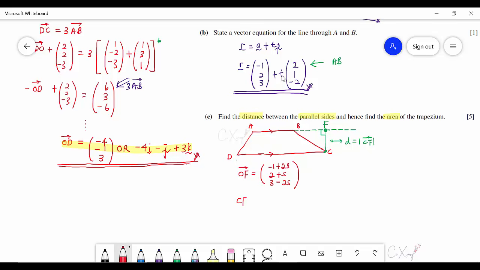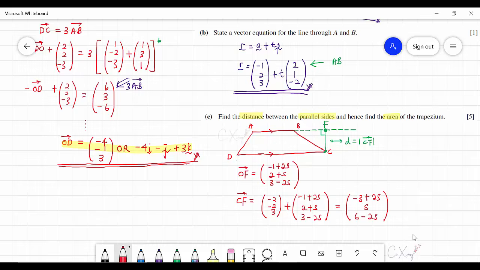Second step, I want to find the vector CF. CF will be CO, where CO is negative 2, 3, plus OF. OF is negative 1 plus 2s, 2 plus s, and 3 minus 2s. So from here, your CF will be negative 3 plus 2s, s, and 6 minus 2s.